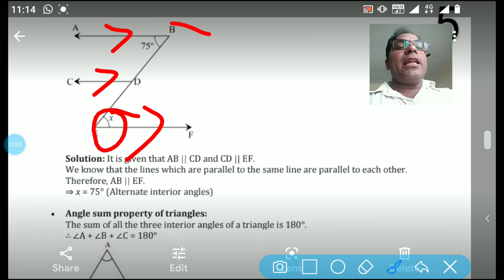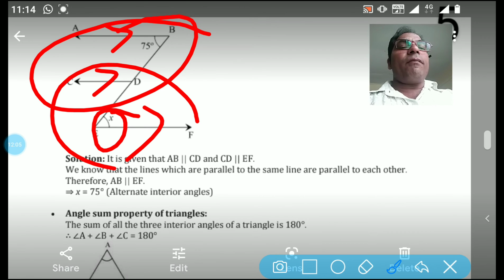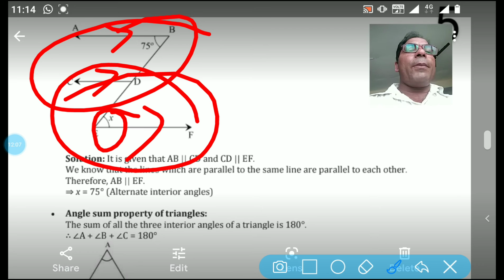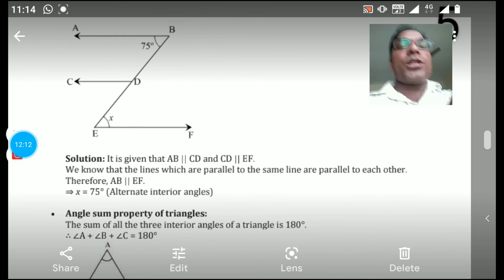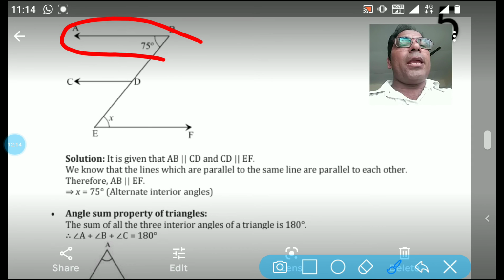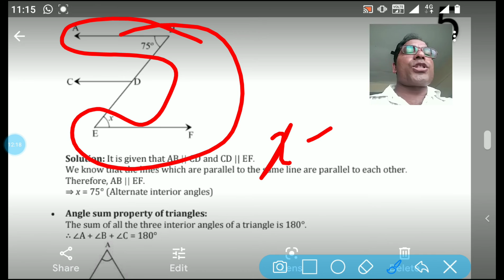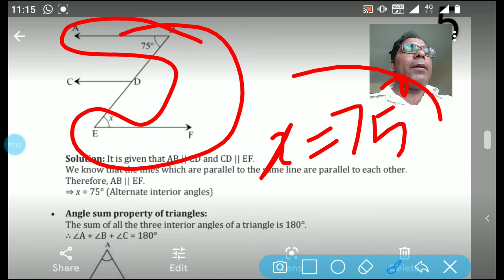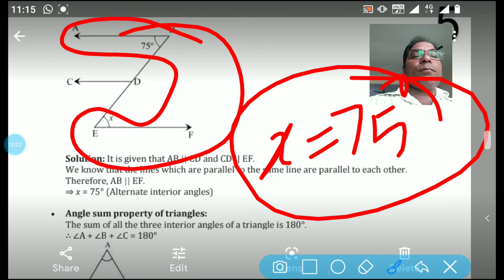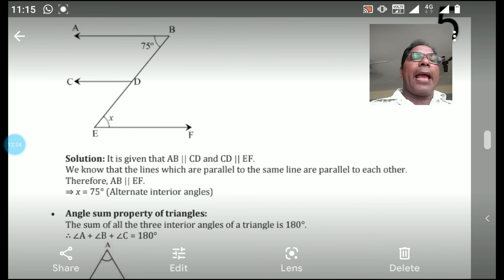Now it is given AB parallel to CD and CD parallel to EF. Then what will happen, students? It will happen that AB is parallel to EF. When it is parallel, then x equals 75 degrees. That will be an alternate angle. Okay, understood? So this is the angle property.